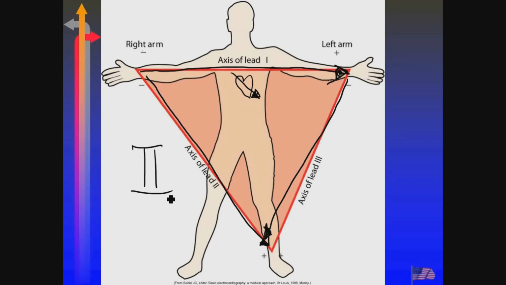Limb leads: lead 1, lead 2, lead 3. For right now, that's all I want you to know. I will tell you that Jeannie will want you to know lead 1 is negative to positive, lead 2 is negative to positive, lead 3 is dead. Right now, that's all I care about. 3 limb leads: 1, 2, and 3.